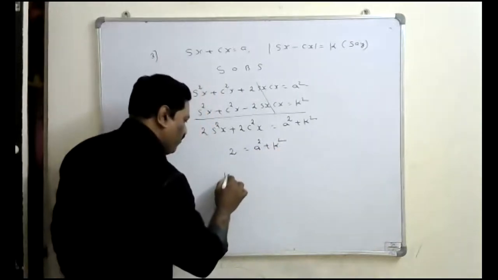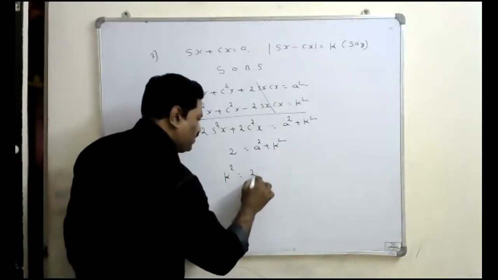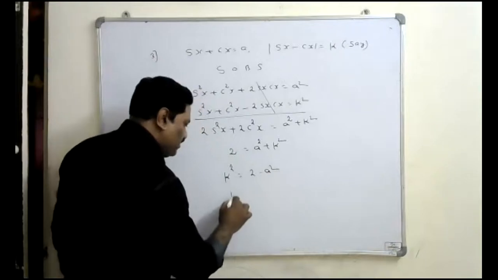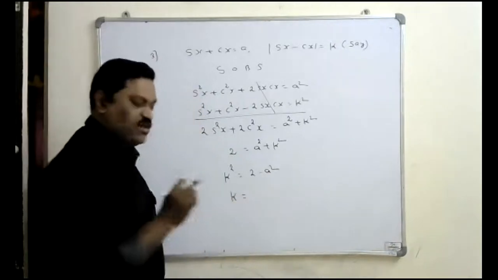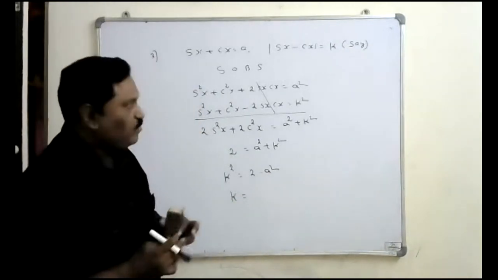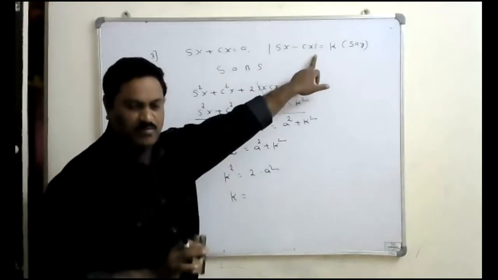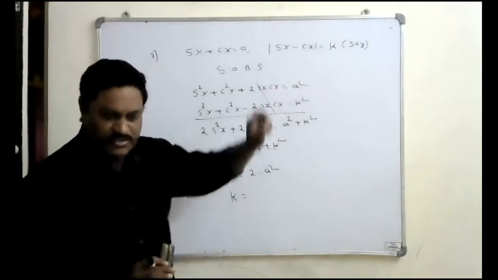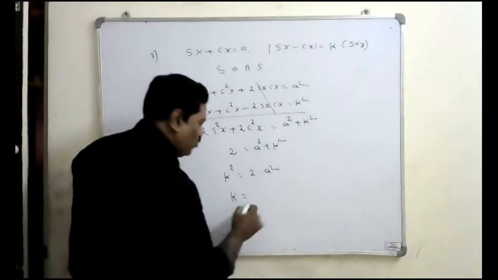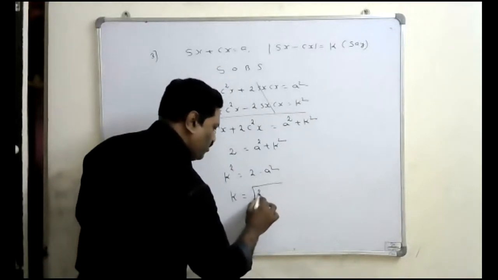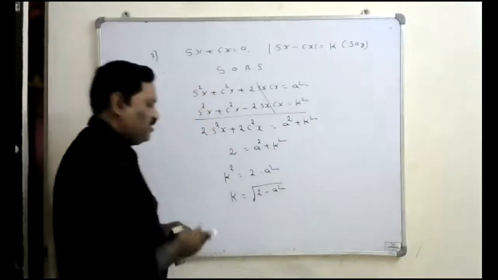Therefore, k square value is 2 minus a square. Therefore, k is equal to, generally I have to take the plus or minus if you remove the square, but they have given the modulus. I want the modulus value of that. Modulus means always the k value should be positive. That's why we'll take the positive square root here. That is positive square root of 2 minus a square. That is the value of k.